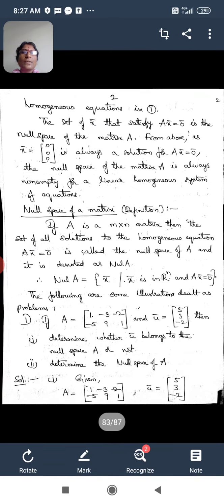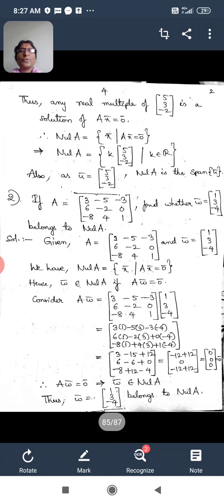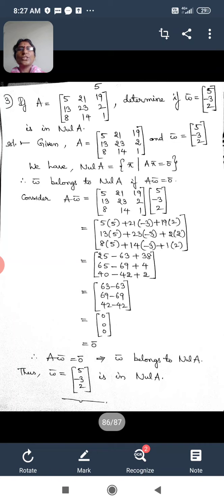So that is about the null space of a matrix, and then we have solved some problems based on that definition of null A, and in later classes we will see some more problems. We will solve more problems on this concept of null A, and then there is a subspace spanned set of the null space, and that also we will see in later classes.